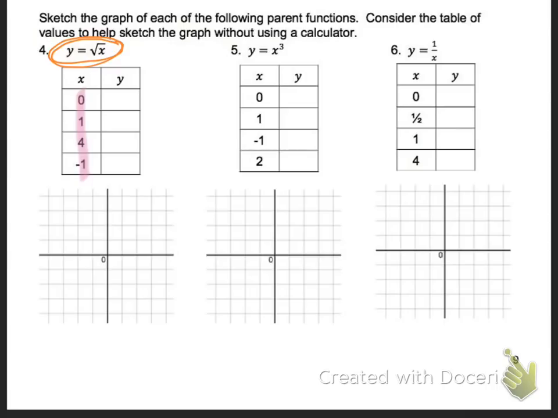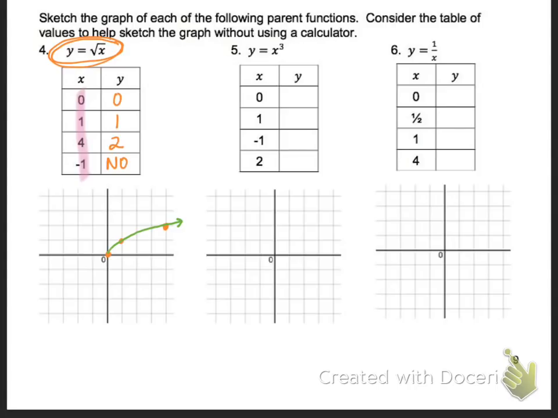Now, with the negative, remember you can't take the square root of a negative number, it becomes imaginary. And we don't graph imaginary things. So we'll just say no solution or no. And then I want you to plot those points. Once you're done with that, I want you to match your picture to what I got, okay? So pause the video and try that.